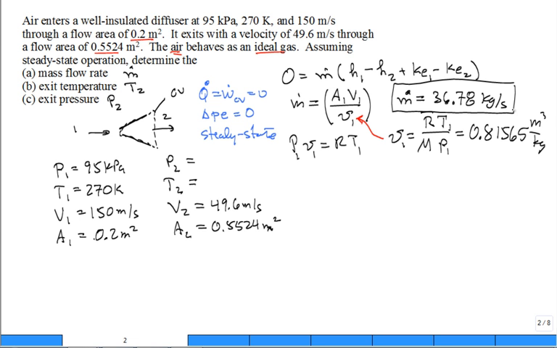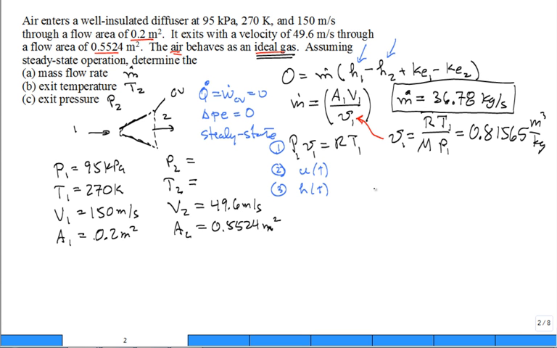Well, when you see temperature, you think energy. So let's take a look at this. When we say it's ideal gas behavior, there are 3 things that come out. One is PV is equal to RT. Two is internal energy is a function of temperature only, and enthalpy is a function of temperature only. True? So this enthalpy right here is a function of temperature only.